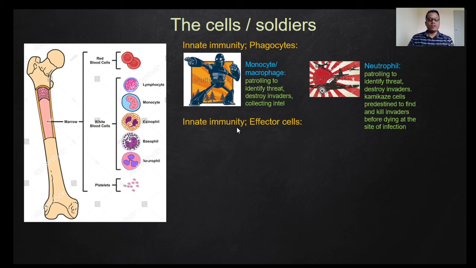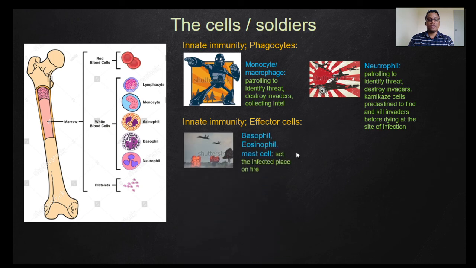Second, we have also in the innate immunity, the effector cells such as basophil, eosinophil, and mast cell. They will set the infected place on fire, exactly like a bomber. This is to prevent the spread of the infection to other sides of the body.